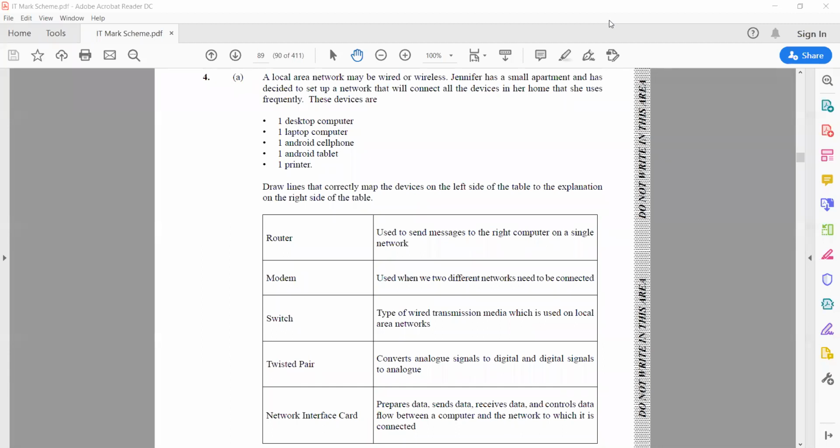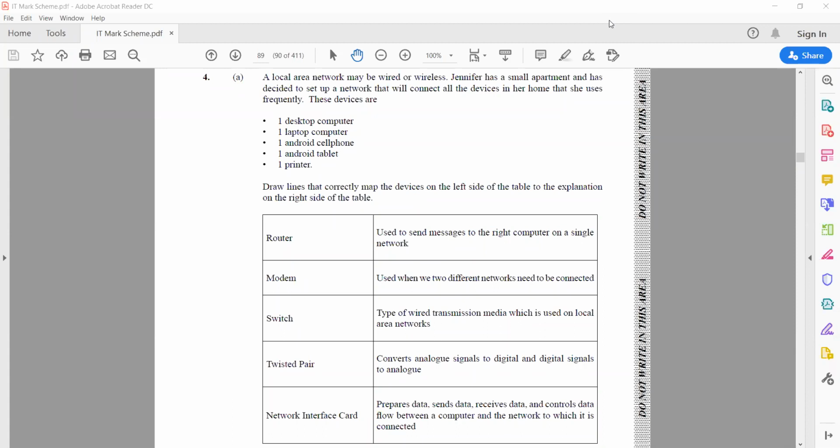Right? What do we have here? Switch 1, yes, that is correct. A switch is used to send messages to the right computer on a single network, right? So that is the function of it. So we have the switch being the first option. I have twisted pair being the third option. So we have a couple of others. Okay, router 5. Router prepares data, sends data, receives data, and controls data flow between a computer and a network to which it is connected. No, that's not correct for the router.